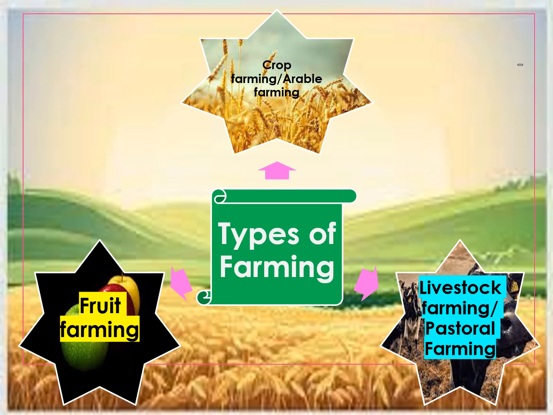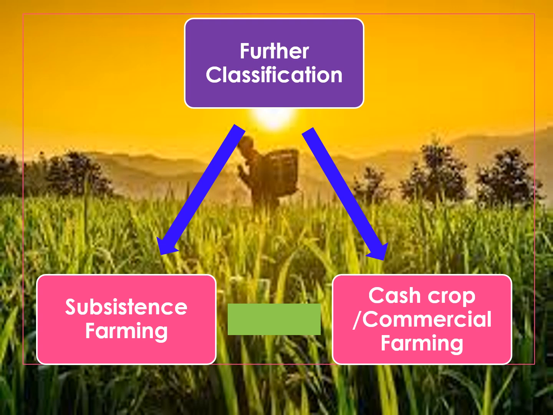Now, let me tell you something about the types of farming. Number one farming type is crop farming or arable farming, like the making of the crops. Then we have fruit farming in Pakistan, and then we have livestock farming, which is also called pastoral farming. If we further classify these types of farming, these all types have the subsistence farming and the cash crop or commercial farming.